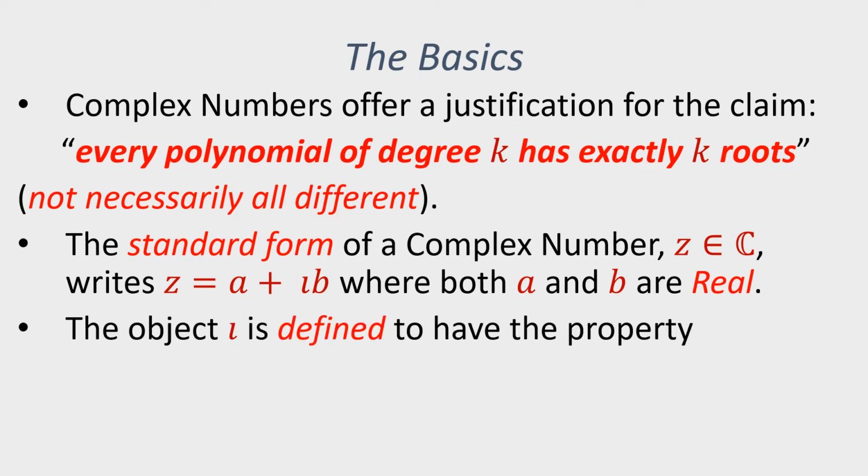This object i is defined to have the property that when we square it, we get the same result as squaring minus i, and that result is minus 1.